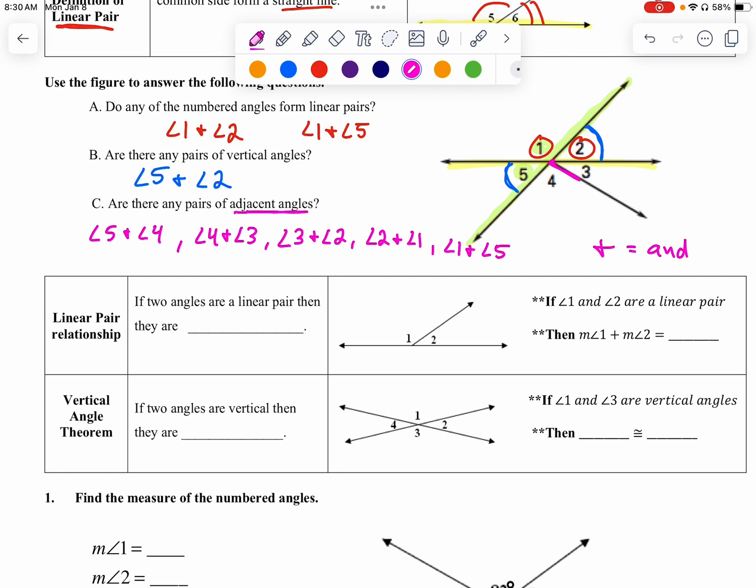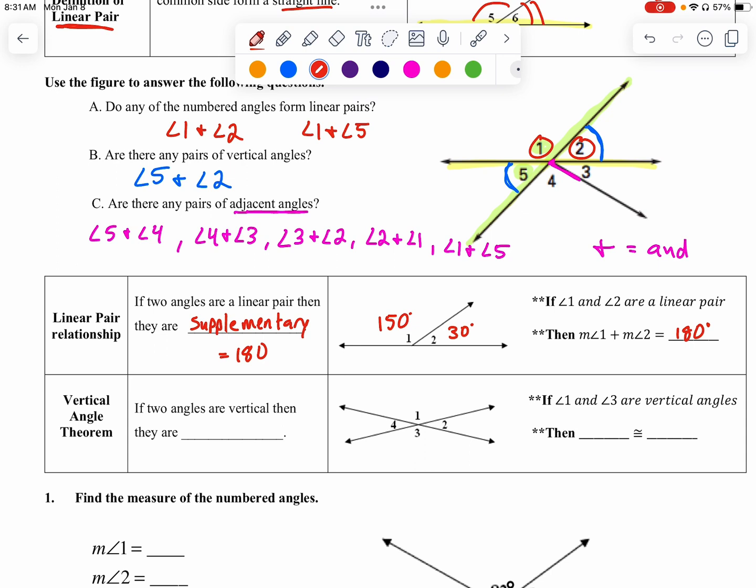So the next one says a linear pair relationship. We know those linear pairs form a straight line, and there are two angles. If two angles are a linear pair, then, as I mentioned earlier, they are supplementary, because we know straight lines are 180 degrees and supplementary angles are 180 degrees. So they equal 180. Off to the side, it says if angle 1 and angle 2 are a linear pair, then the measure of angle 1 plus the measure of angle 2 equals 180 degrees. Say if this was 150 degrees, this would have to be 30 for them to add up to 180.